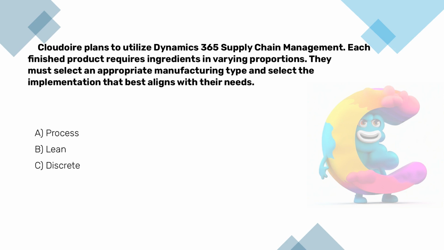We plan to utilize Dynamics 365 Supply Chain Management. Each finished product requires ingredients in varying proportions. We must select an appropriate manufacturing type and select the implementation that best aligns with our needs. A. Process. B. Lean. C. Discrete.